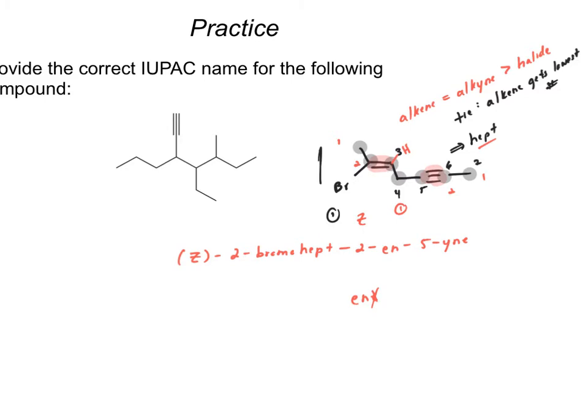So what if the lowest number was the triple bond? Do we still have to worry about E or Z? Yes, E or Z depends on this double bond. We have to specify whether the bromine is over here or over here, and that's what Z is telling you. We'll only do that for double bonds. Triple bonds we don't care about, because there is no stereochemistry there.